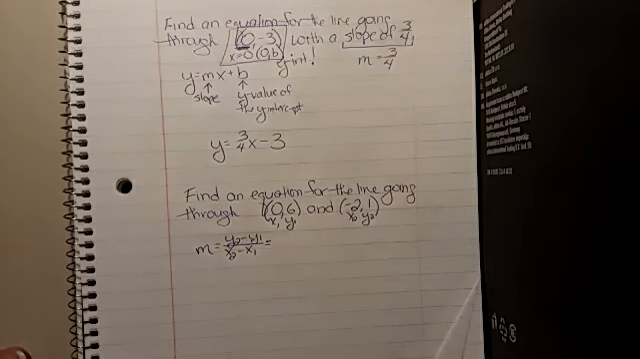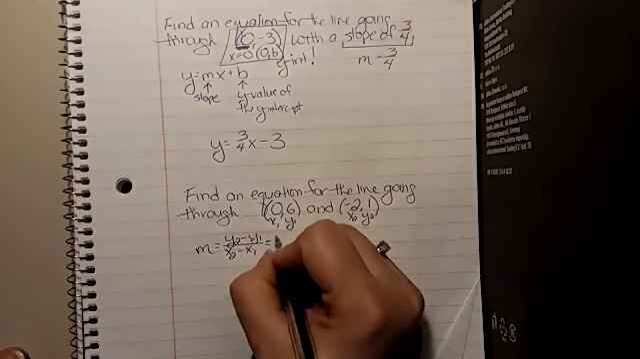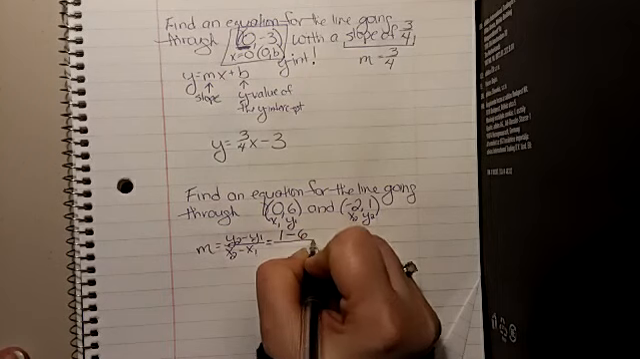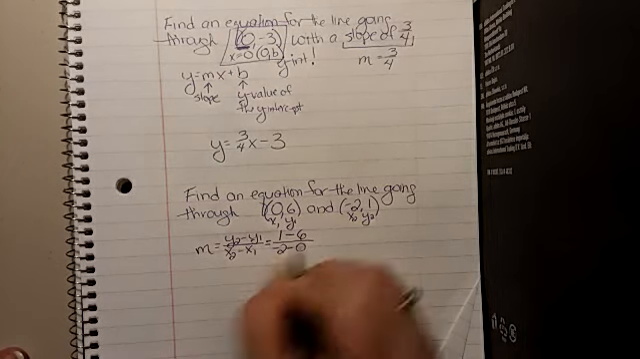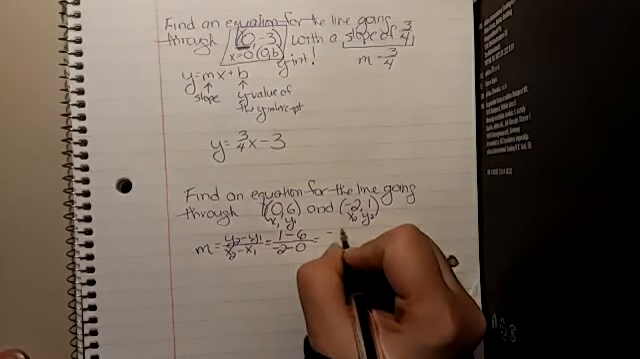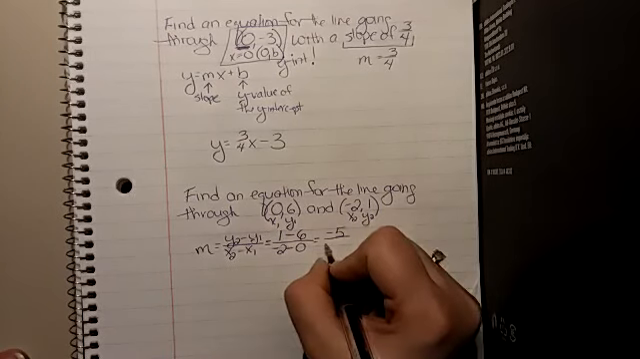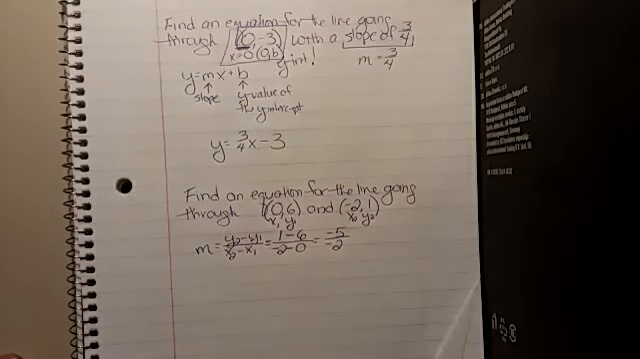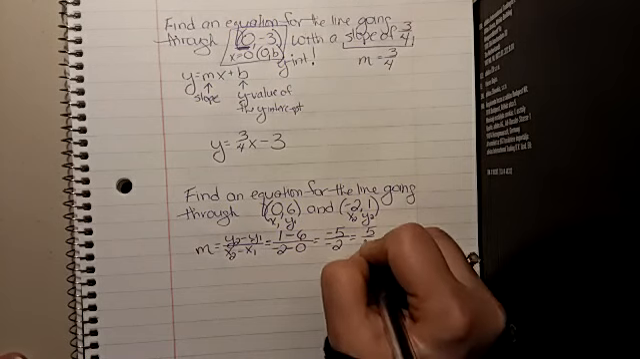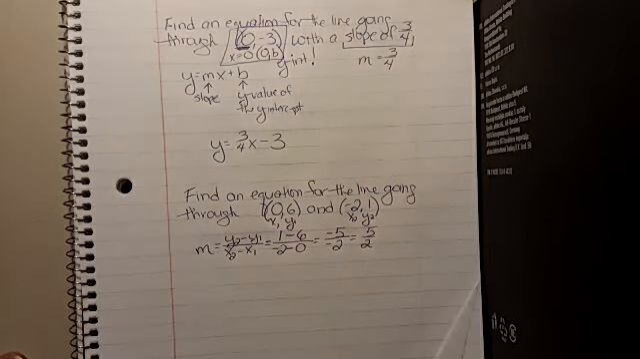And now it's just a matter of substitution. So this is going to be 1 minus 6 over -2 minus 0. Then we do the math. 1 take away 6 is -5. -2 take away 0 is -2. But what's a negative divided by a negative? It is a positive, and so this slope is going to be positive 5/2.